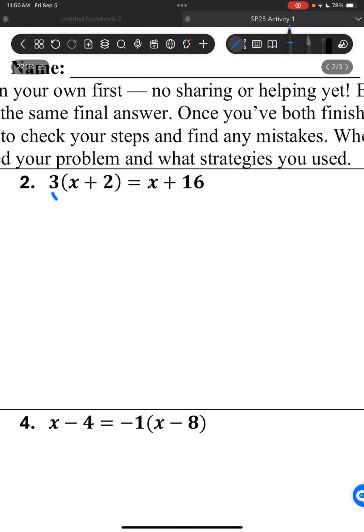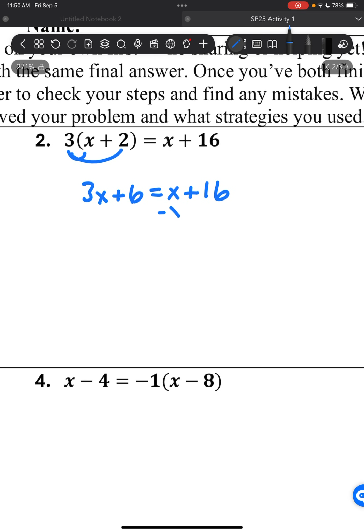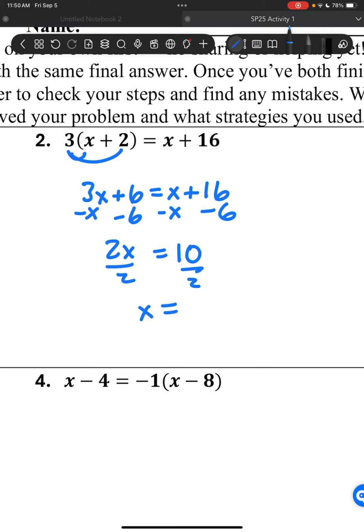Alright, number 2, we're going to distribute again. So we have 3x plus 6 equals x plus 16. Alright, so let's get rid of this x because that's pretty easy to get rid of. So we have 2x. Then we're going to subtract 6, which is going to get us 10. Then we're going to divide by 2 here on both sides, and that's getting us x equals 5.